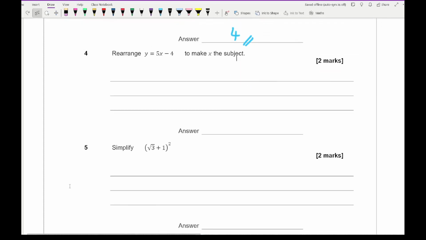Then moving on to question 4, it says rearrange y equals 5x minus 4 to make x the subject. So I need to get rid of the 4 first, so that's y plus 4 equals 5x. And then we need to get rid of the 5 by dividing everything by 5 equals x. So my final answer is going to be x equals y plus 4, all divided by 5.